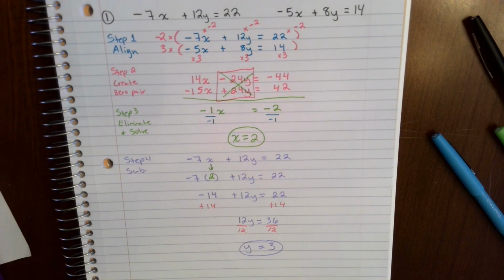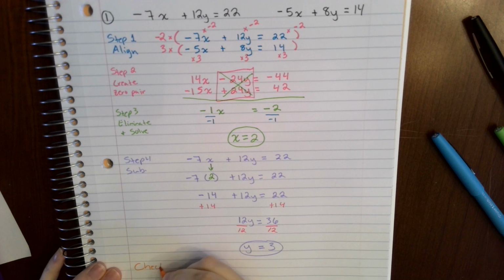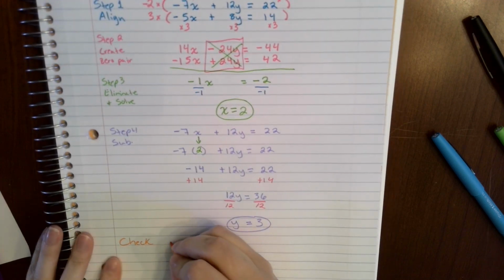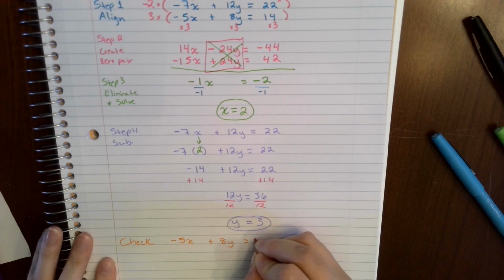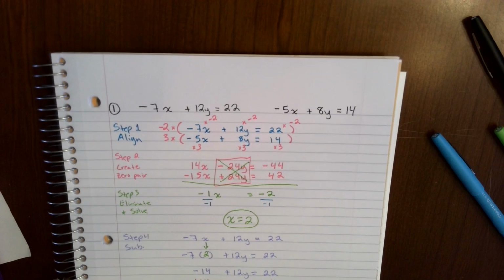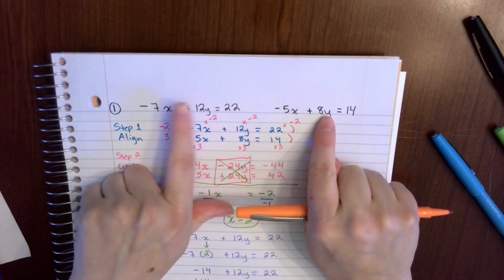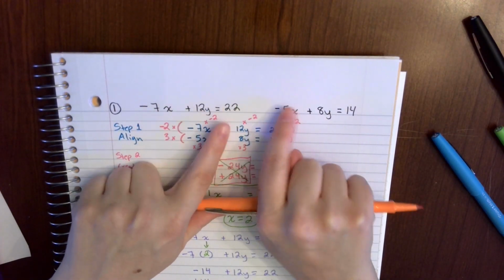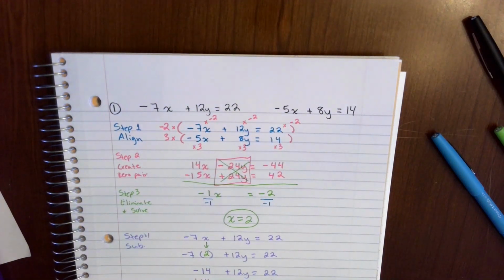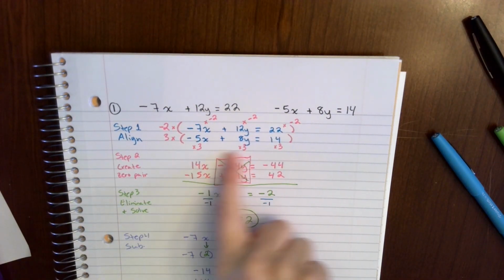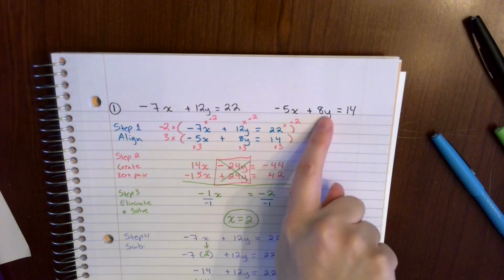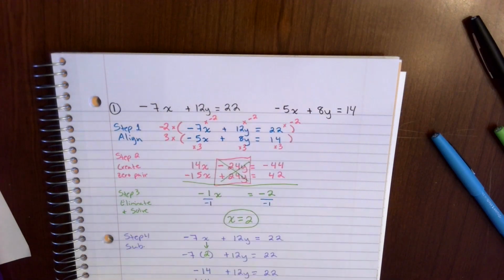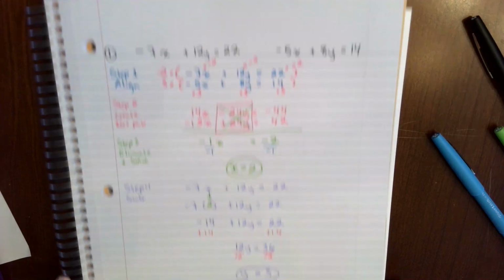In order to check, we have to use the second equation, which was the negative 5x plus 8y equals 14. Now again, keep in mind, I'm using the original equations when I substitute things in and when I solve and check. You cannot use these new ones because if you made a mistake here, then it's going to check out like you did everything right, even though you didn't. So you need to use these ones to make sure that you're checking correctly.